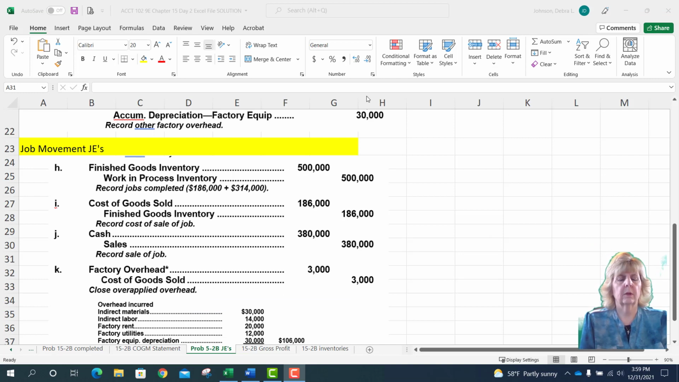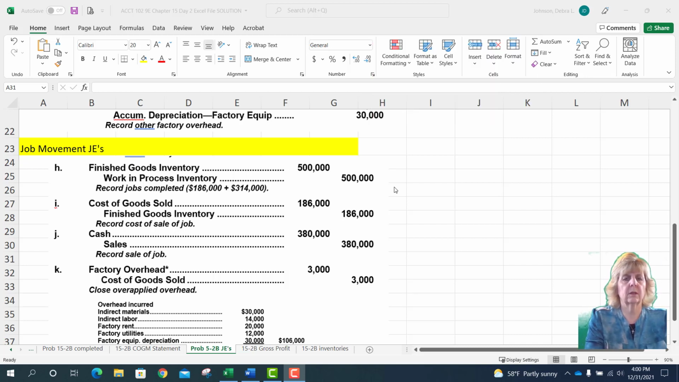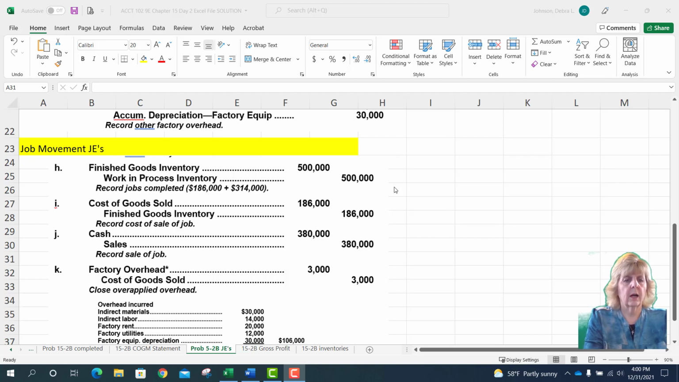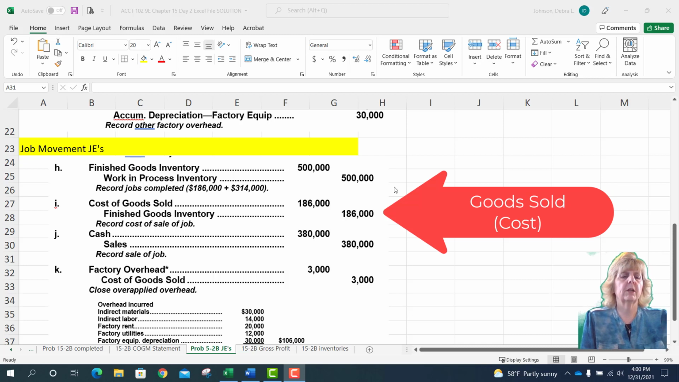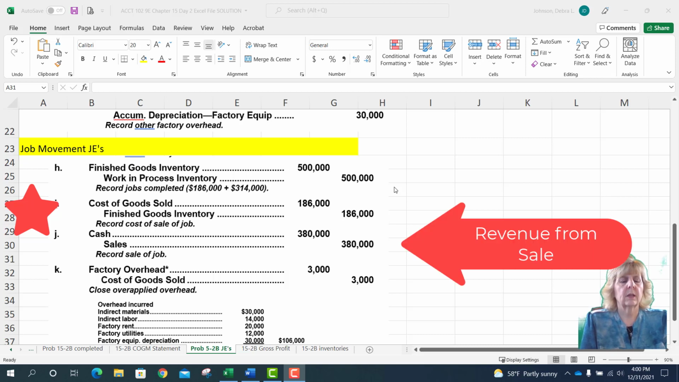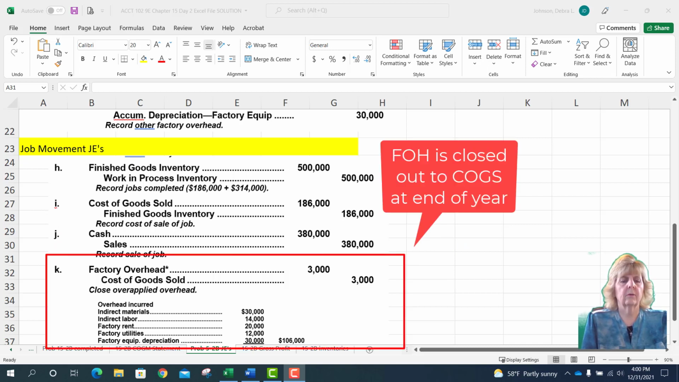To wrap up the journal entries, take a look at the movement of the costs through the various inventory accounts and eventually into cost of goods sold. Letter H shows the transfer of the 2 jobs completed. Letter I shows the transfer from finished goods into cost of goods sold. Letter J is the related revenue for the sale. In this exercise, it came in cash rather than accounts receivable. And then finally, letter K is the entry to close out the factory overhead.